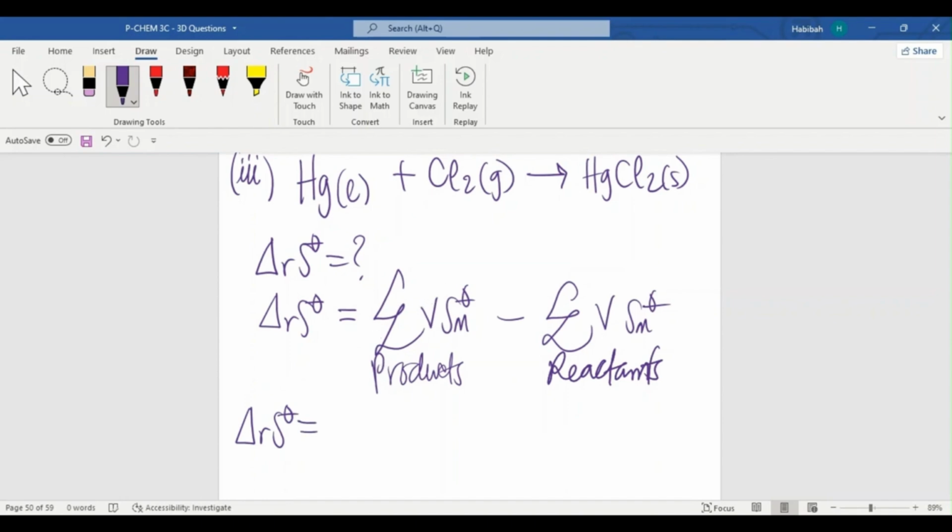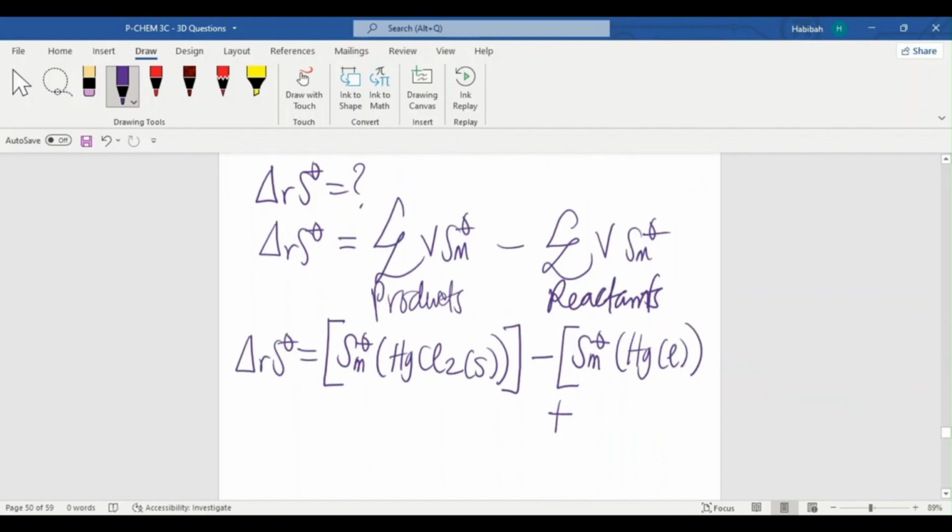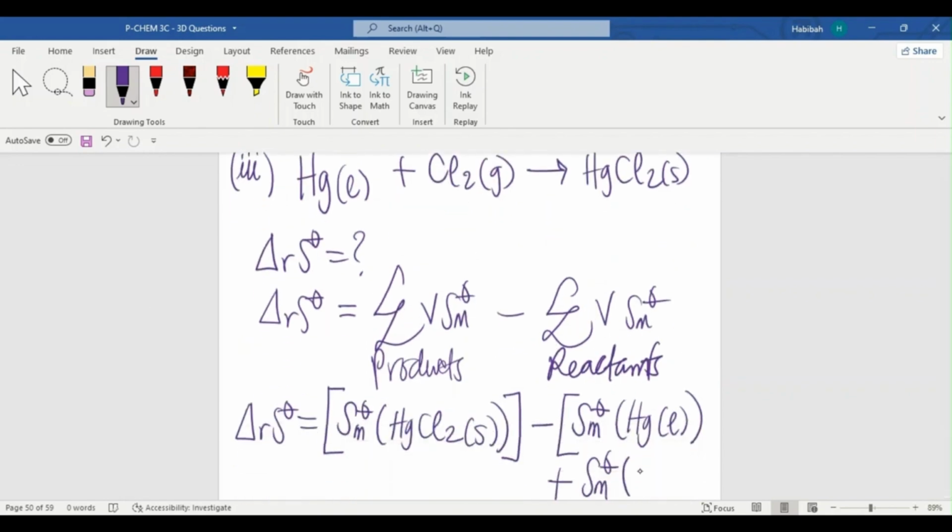So yeah, you can try it yourself and see if you get the same answer I get. Anyways, continuing going forward, we have the products first. So the molar entropy of the products, HgCl2 solid, minus the molar entropy of the reactants. So that would be Hg liquid, plus the standard entropy of the second reactant, which is chlorine gas. So that would be Cl2 gas.